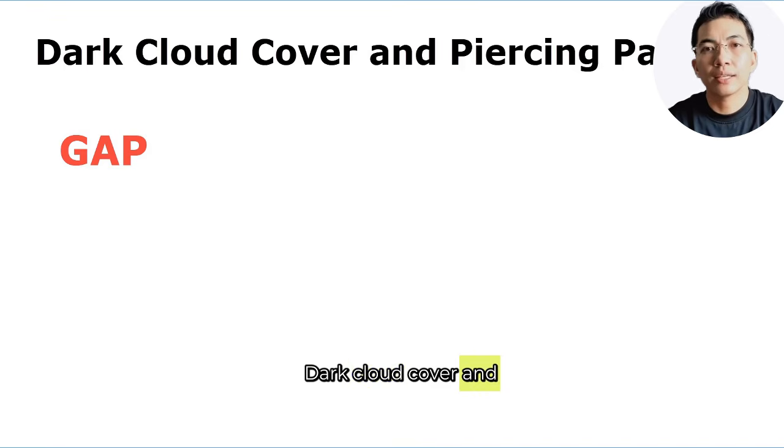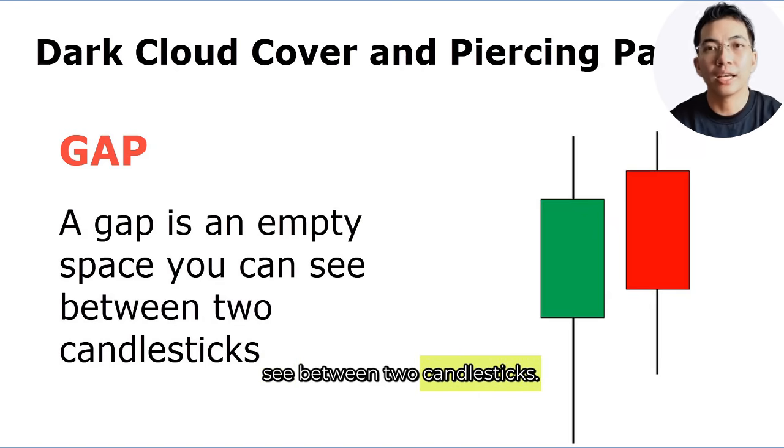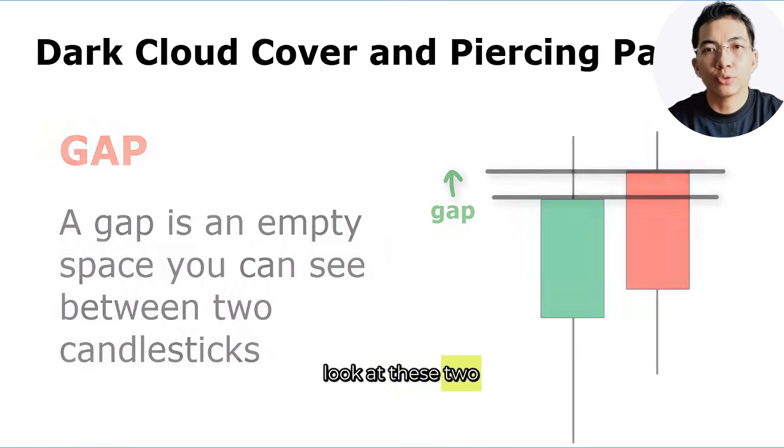Dark cloud cover and piercing pattern are gap patterns. That means that they need a gap between two candles. What is a gap? A gap is an empty space you can see between two candlesticks. It appears on the chart because the price movements during that time have not been registered by the platform. It usually appears during the weekends because the Forex market is closed, but of course the currency rates are still moving. With this brief introduction about the gaps, we can start having a look at these two patterns.